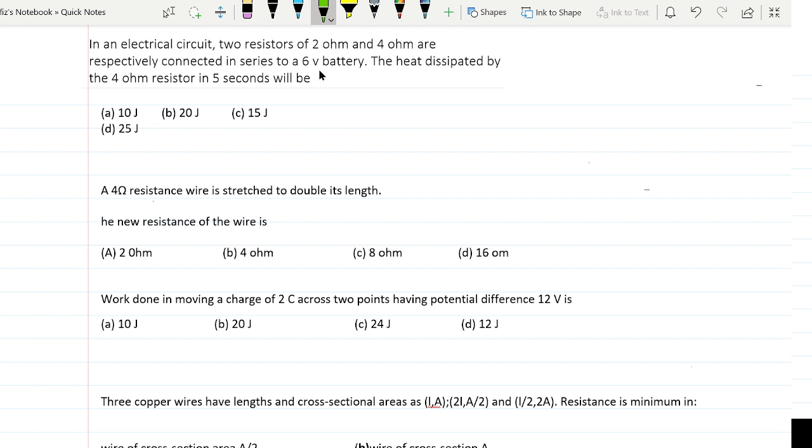Means you can see here there are two resistors in the circuit which are in series with a 6-volt battery, and the question is what is the heat produced by the 4 ohm resistor for 5 seconds of time. So you have to first write the formula here. H is equal to I square RT. So time 5 seconds, that is heat produced through the 4 ohm resistor. Only the current we have to find first.